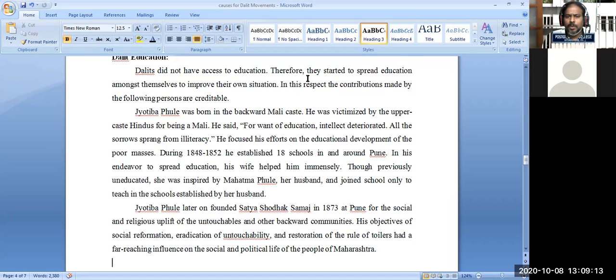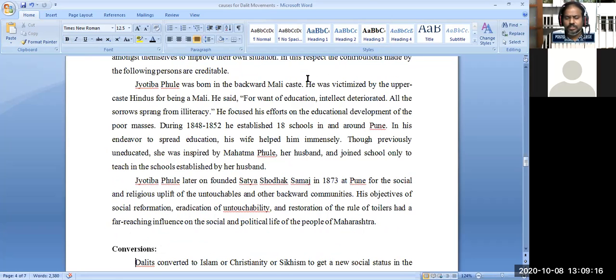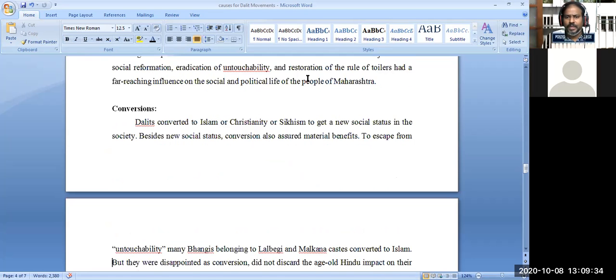Jyotiba Phule later founded Satyashodhak Samaj in 1873 at Pune for the social and religious upliftment of untouchables and other backward communities. His objectives of social reformation, eradication of untouchability, and restoration of the rule of toilers had a far-reaching influence on the social and political life of the people of Maharashtra. After Jyotiba Phule, there are other important things which influenced the Dalits to fight for their rights.